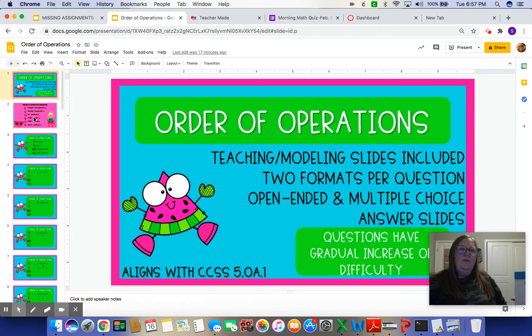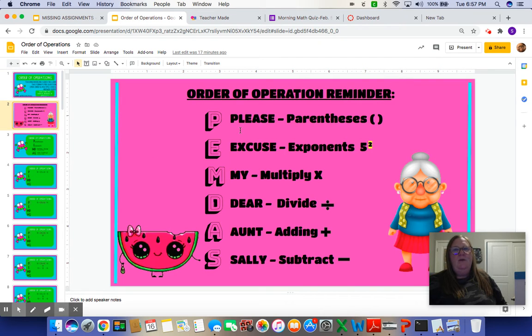So we're going to remember this little saying that I have up here for you. We're going to remember, please excuse my dear Aunt Sally. And there's my Aunt Sally. Isn't she cute? The reason I've put this up here is because each letter at the beginning of the words is going to remind us to do something, and we're going to do it in that order.